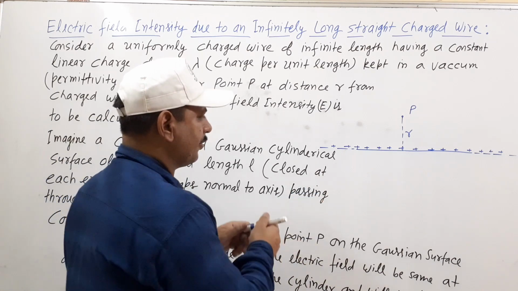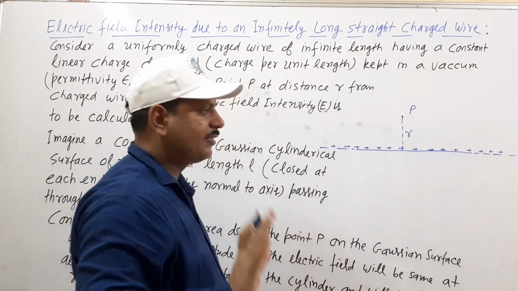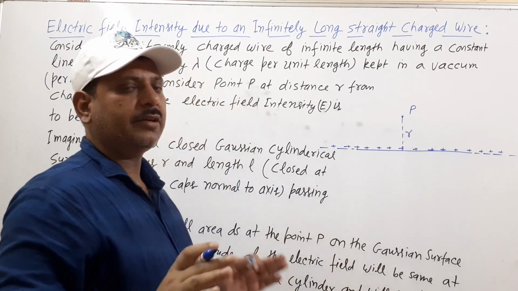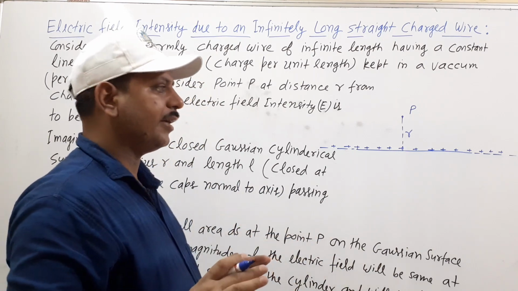See, this is the charged wire, infinite, whose linear charge density is lambda, and point P is there. At point P we have to calculate the electric field intensity.